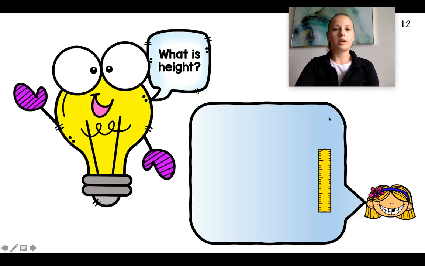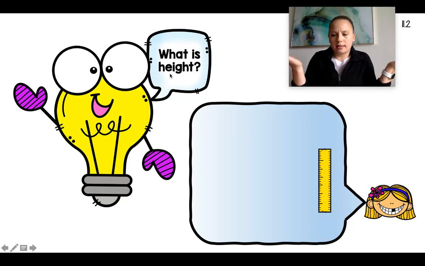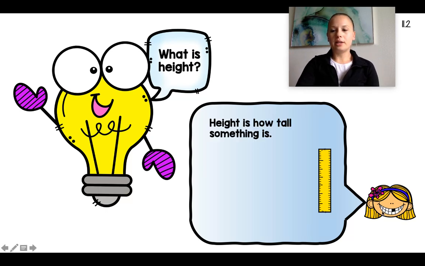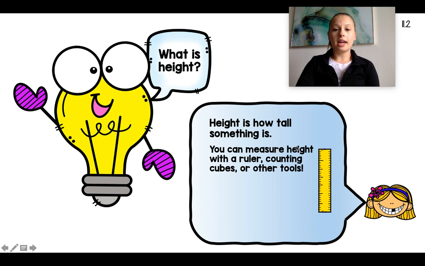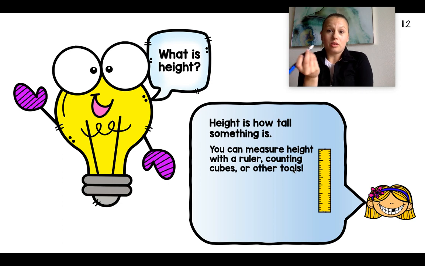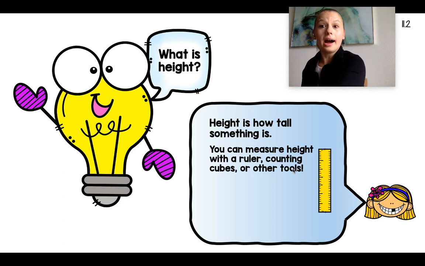All right. So here's our handy little light bulb, and he's asking, what is height? Here's Miss Paulino answering. Height is how tall something is. You can measure height with a ruler, counting cubes, like we did yesterday with length, or other tools. Remember how I just used my pen to compare the length of a cup and the length of a book? Well, you can also use a pen to compare the height.